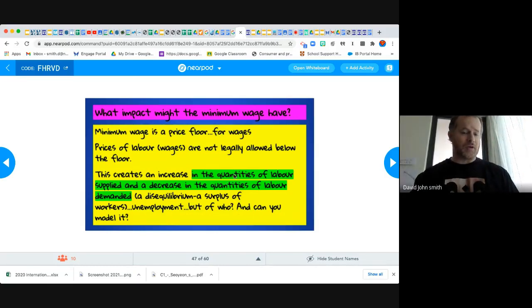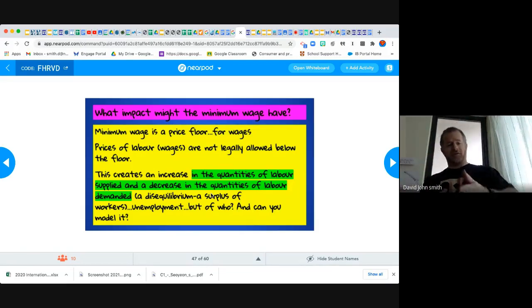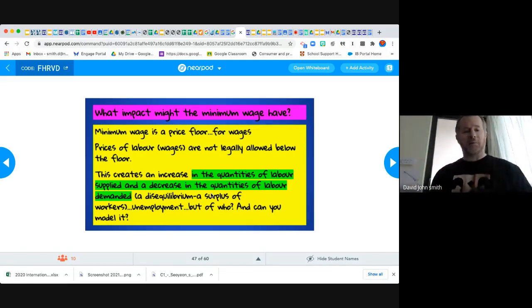So therefore, you're going to get a gap, like we saw in a normal market when there was a price floor, you're going to get a gap between the quantity supplied and the quantity demanded. That gap will, in this case, be a surplus, but it's going to be a surplus of workers. So therefore, we're going to be making unemployment. We're going to create unemployment by having a national minimum wage.